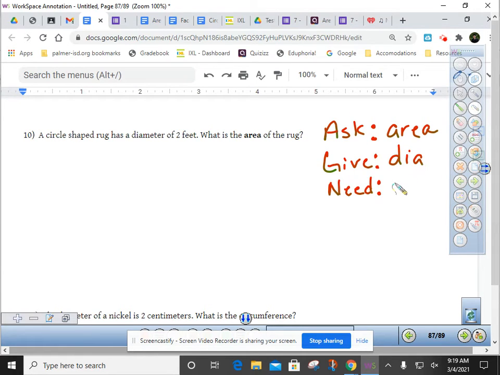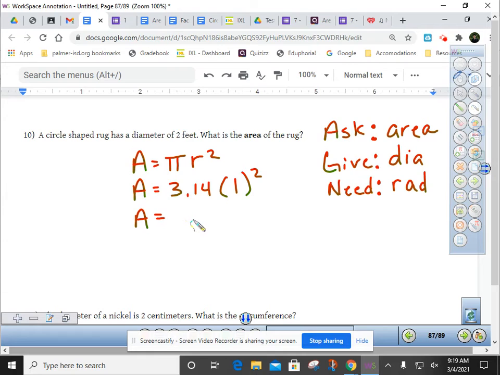And what do you need to find area? The radius. Okay? They ask area, they give you the diameter, you need the radius. What is the formula? A equals pi r squared. Good. What is the radius? 1. What is 1 squared? That equals 1. And 3.14 times 1? 3.14.